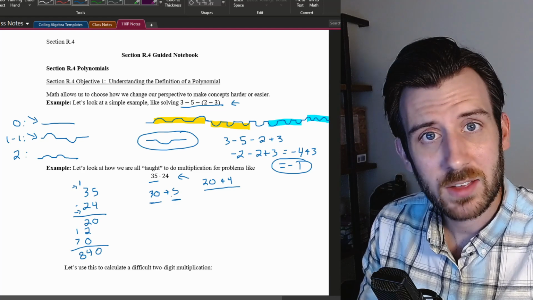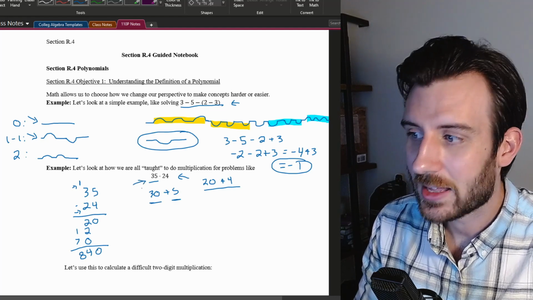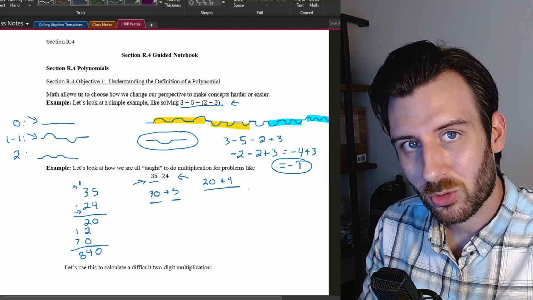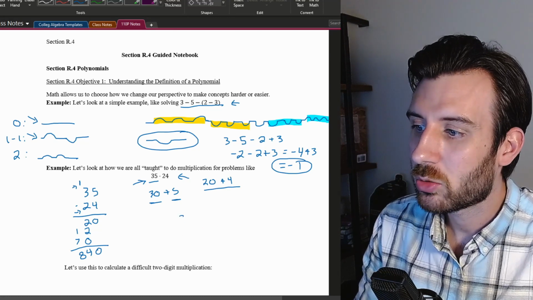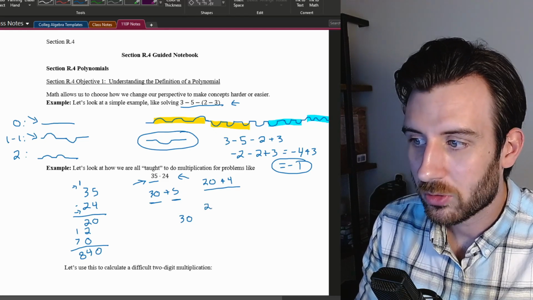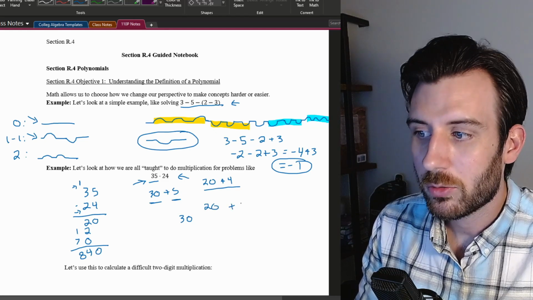That would give me 35 groups of 20 and 4. That's exactly what this expression says. Let me show you how we can use a picture to help us organize all of these thoughts. I'm going to create 30 groups of 20 and 4. That means I am going to have 30 groups of 20, and I'm going to have 30 groups of 4.